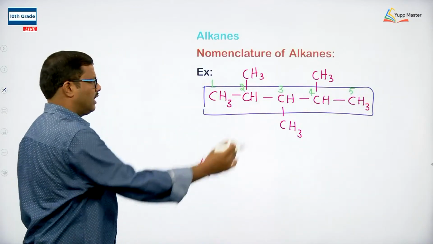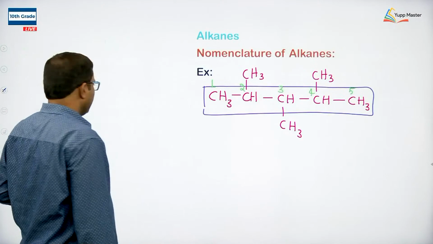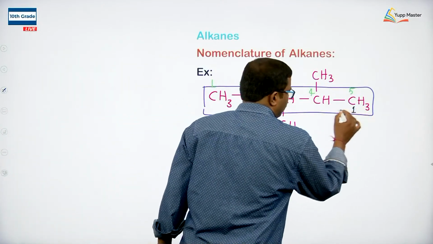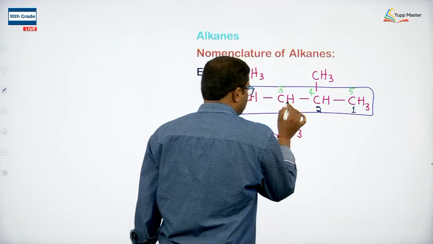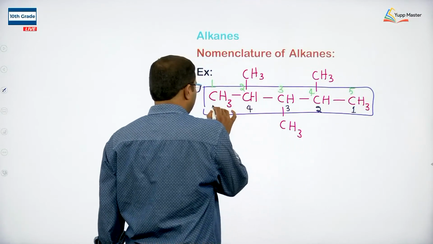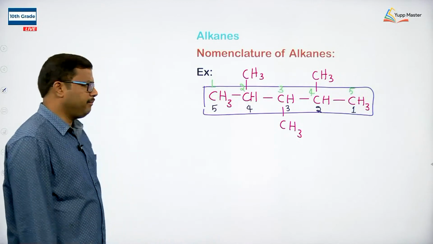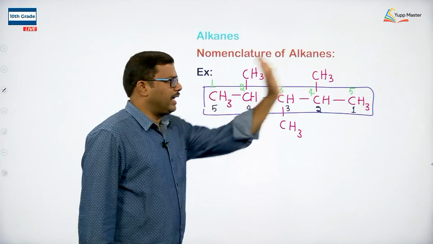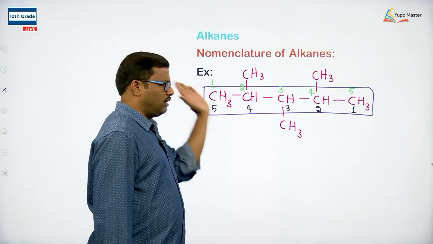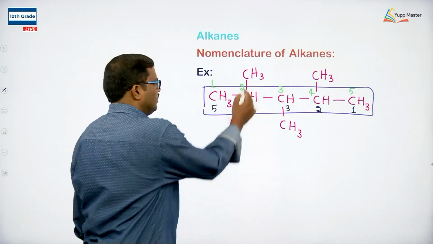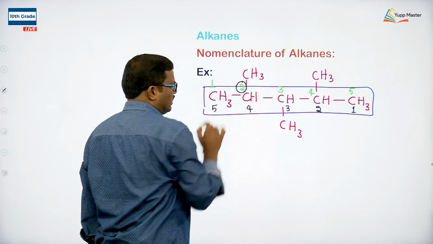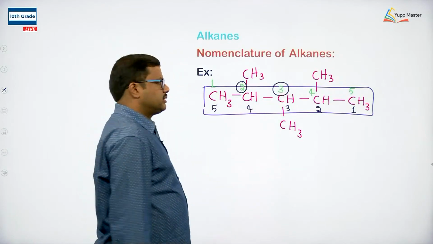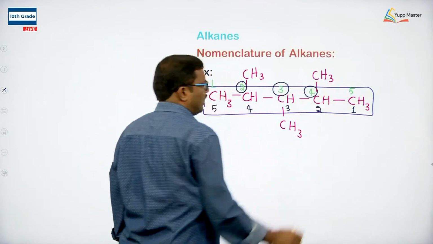I have given the numbers from left to right. Let us give the number from right to left. So this is 1, this is 2, this is 3, 4 and 5. Now you can identify that when numbering the carbon chain from left to right, the methyl substitution is present on the second carbon atom, on the third carbon atom, and on the fourth carbon atom.